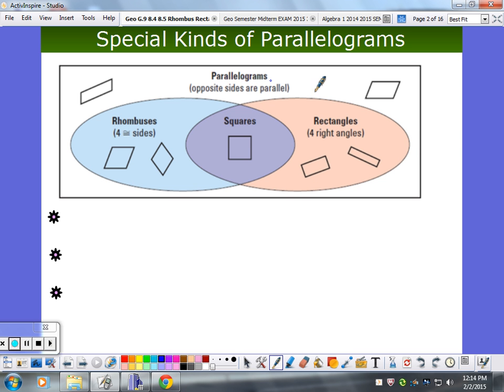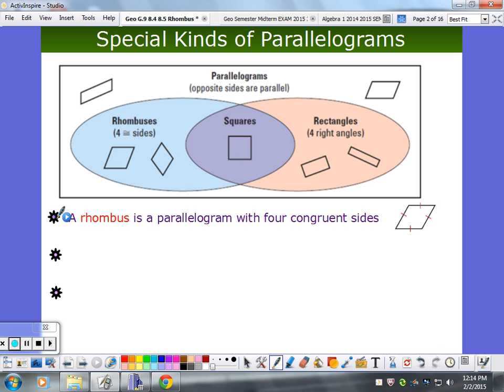Well, let's see what these things are. I've got a nice little Venn diagram here of the parallelograms. So what is a rhombus? A rhombus is a parallelogram with four congruent sides. This is a definition. So the definition of rhombus is it's a parallelogram.